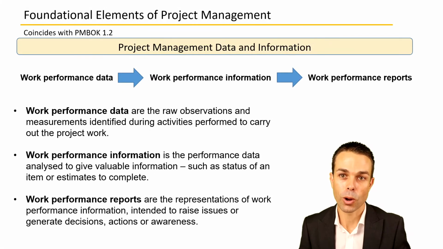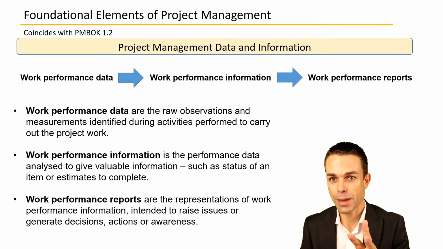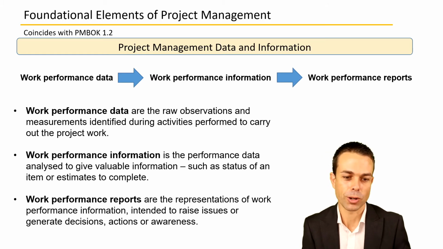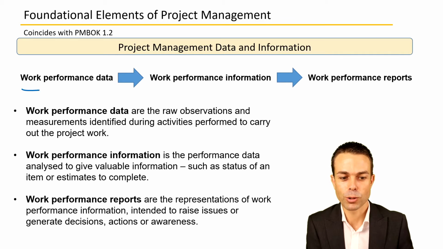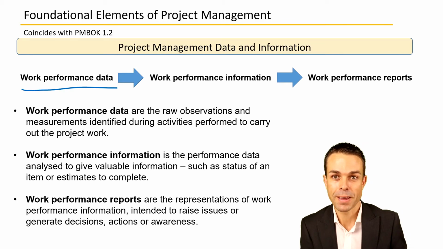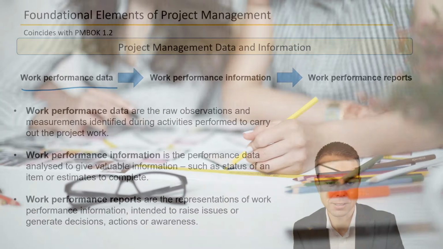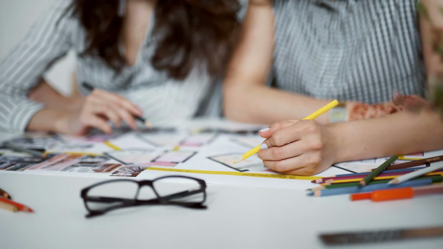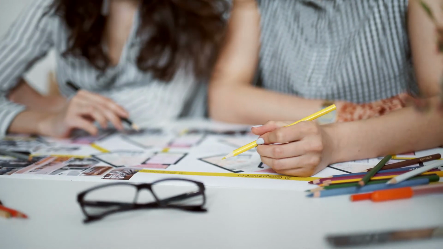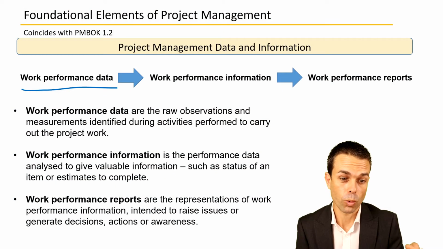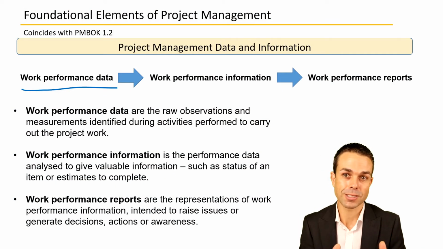So as we're going along within our project, there are three types of data that you'll come across. And the first is the most raw type of data. That is things like raw observations during activities performed to carry out the work. How many times did you do X? And we call it work performance data. You'll come across this in your exam.